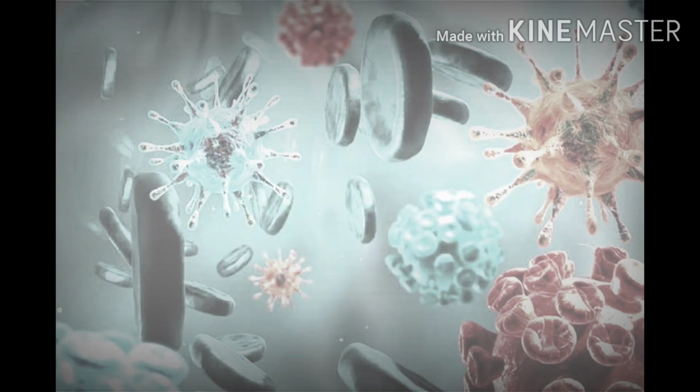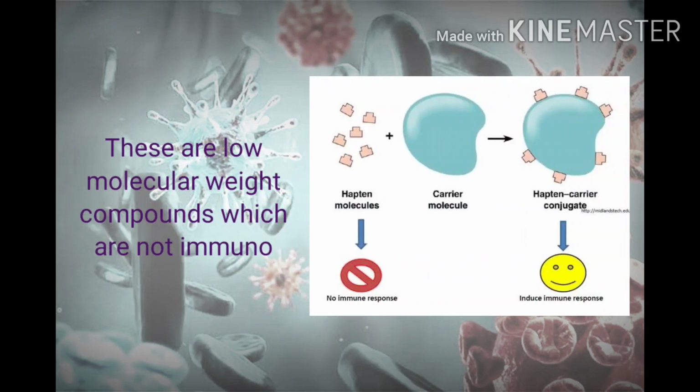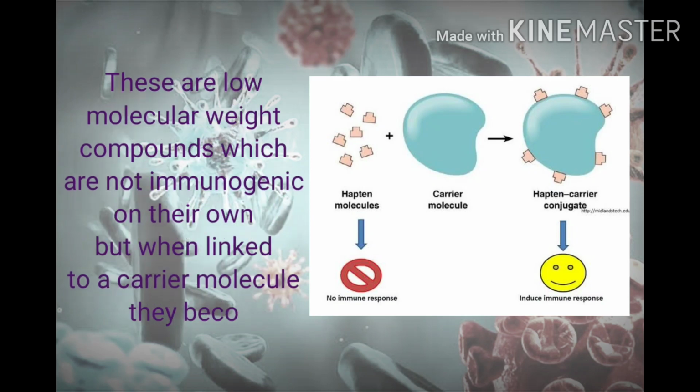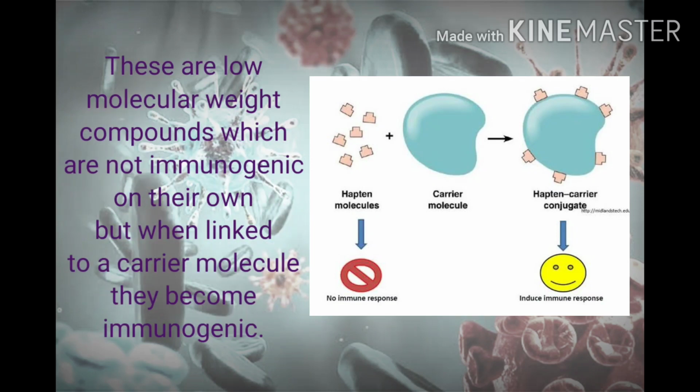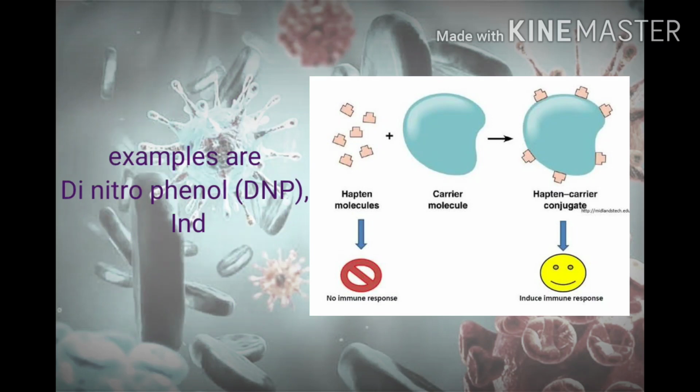Haptens. These are low molecular weight compounds which are not immunogenic on their own, but when linked to a carrier molecule they become immunogenic. Examples are dinitrophenol and indole acetic acid.